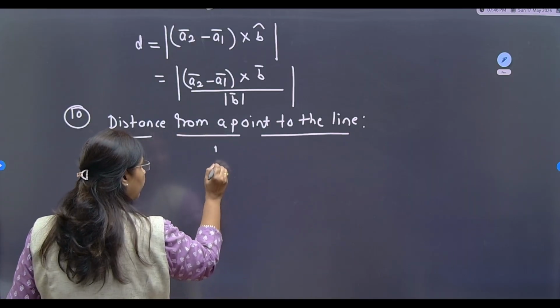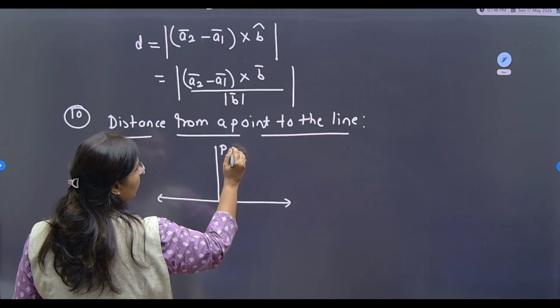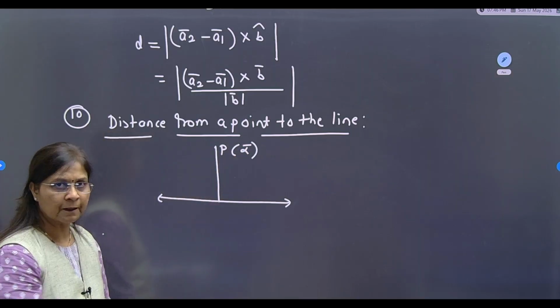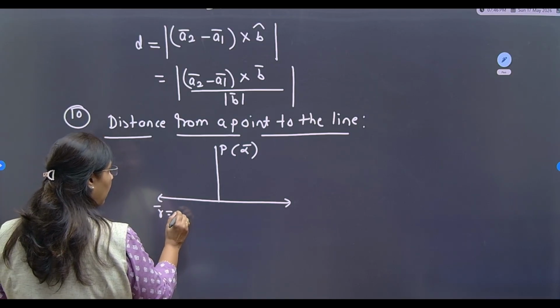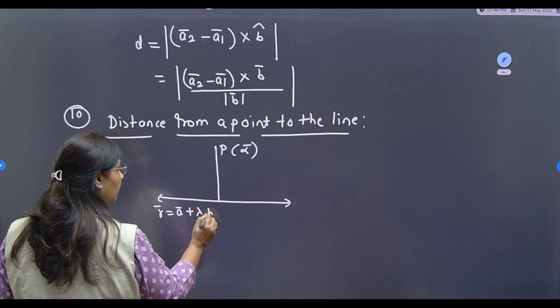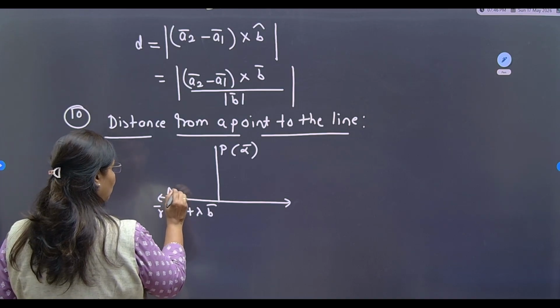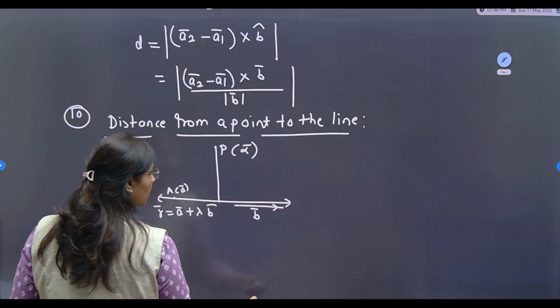Suppose there is a point P whose position vector is alpha bar, and the line equation in vector form is r bar equals a bar plus lambda b bar. This is a line passing through A, with position vector a bar, and parallel to vector b bar.